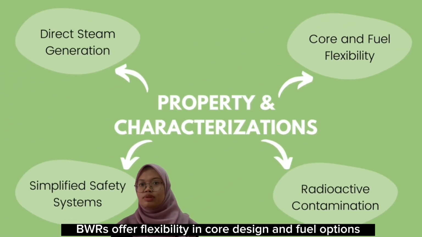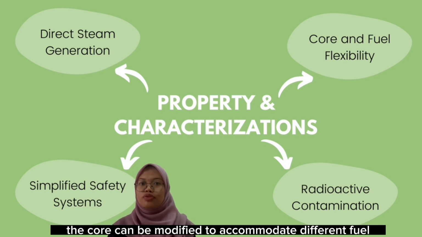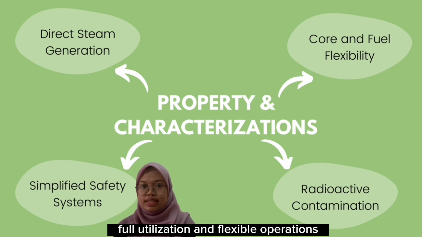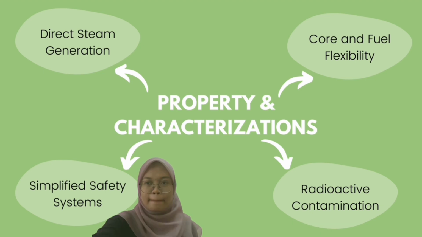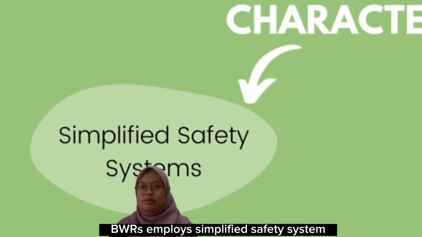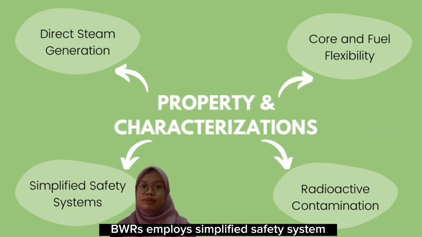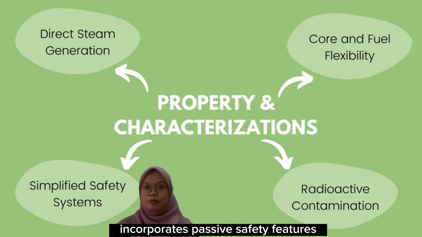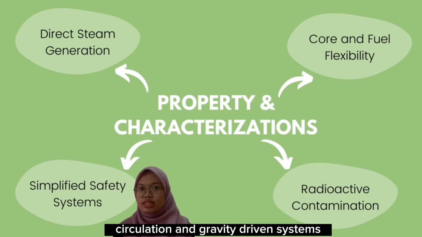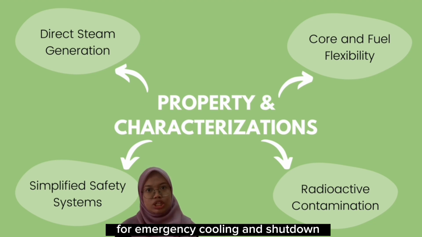BWRs offer flexibility in core design and fuel options. The core can be modified to accommodate different fuel configurations and enrichment levels, allowing for efficient fuel utilization and flexible operation. The next point is simplified safety systems. BWRs employ simplified safety systems. Their design incorporates passive safety features and relies on natural circulation and gravity-driven systems for emergency cooling and shutdown.